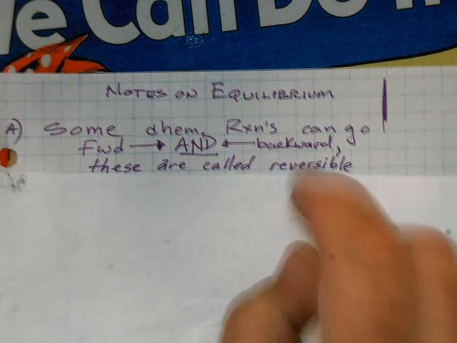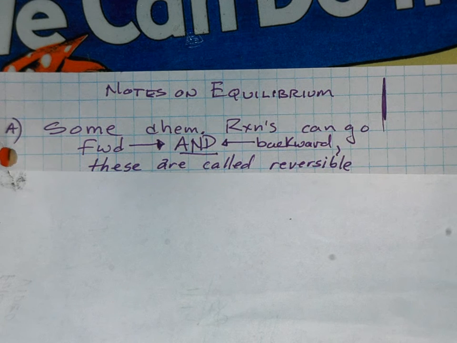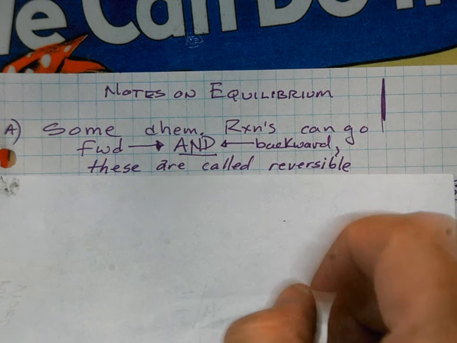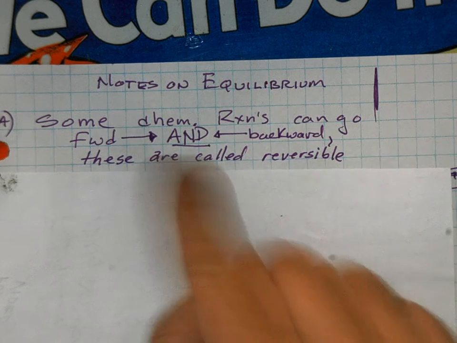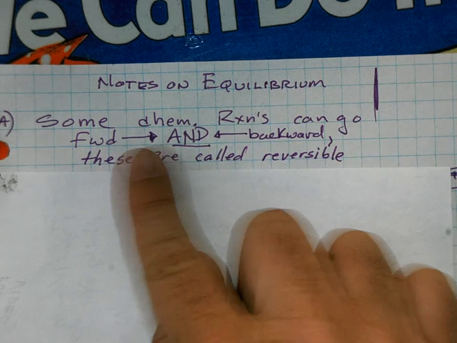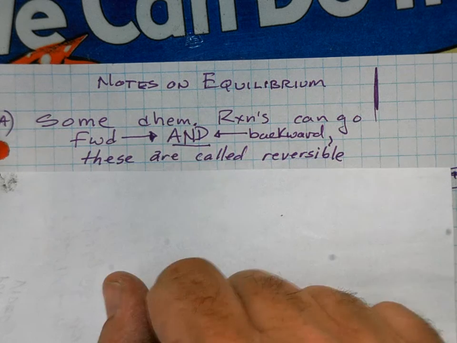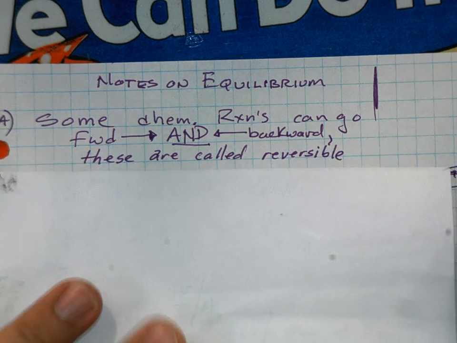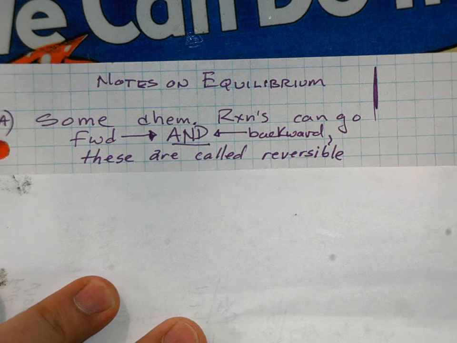So, part A under equilibrium notes. The word equilibrium just means equal, and this means a change. Yeah, believe it or not. So some chemical reactions, this is my abbreviation for reactions, RXN, can go forwards and backwards. So I've used these arrows. We've been used to writing our chemical equations this year with arrows to the right, but with these reactions, they can also go backwards. And these are called reversible.